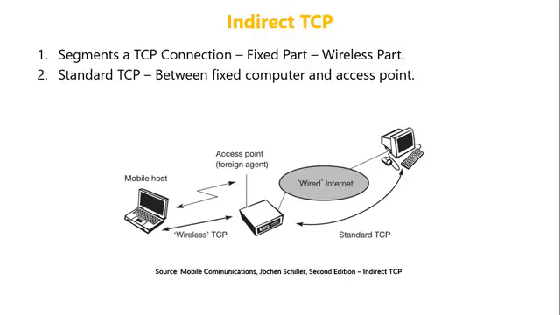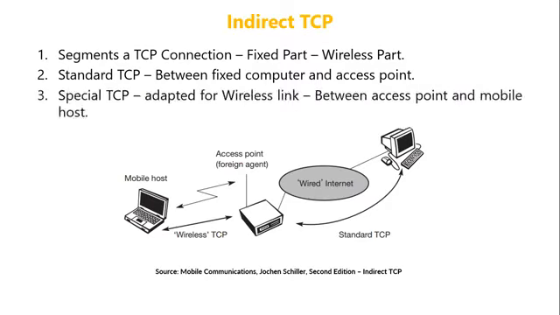So the topic we'll be discussing in this session is indirect TCP. It basically comes under classical TCP improvements. Here we'll be discussing a concept called indirect TCP to support mobility. What indirect TCP does is segment a TCP connection into two parts, a fixed part and a wireless part. The fixed part uses the traditional, standard TCP, and the wireless part uses a special TCP which is adapted for wireless networks.